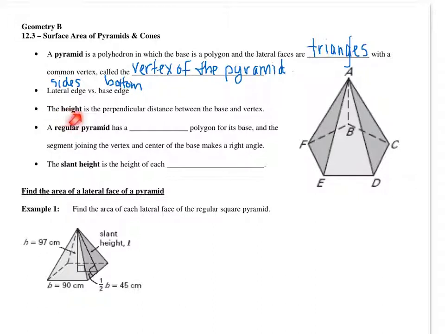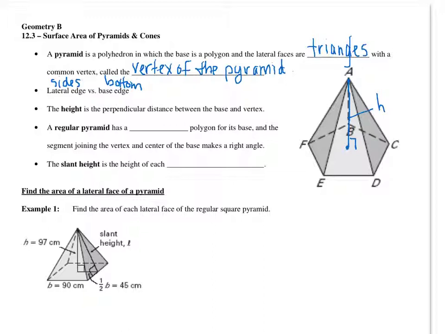Next thing, it says the height is the perpendicular distance between the base and the vertex. Okay, so my height is going to come from the vertex right down to the middle of my base, and it's going to be perpendicular. And that right there is going to be my height.